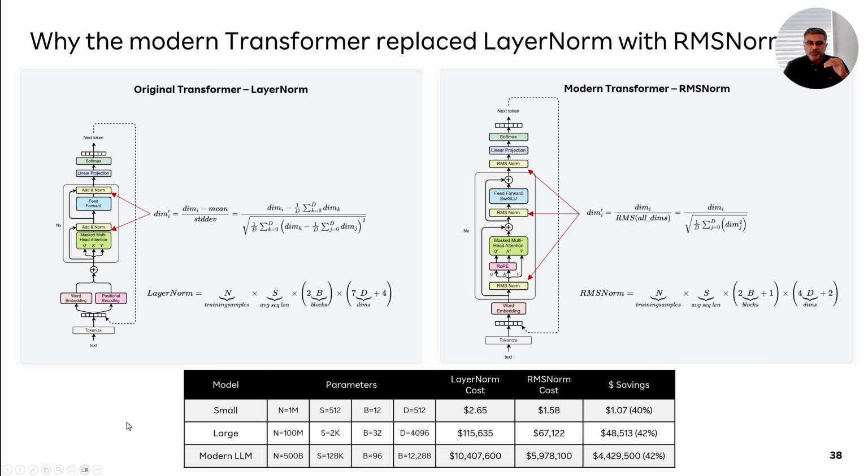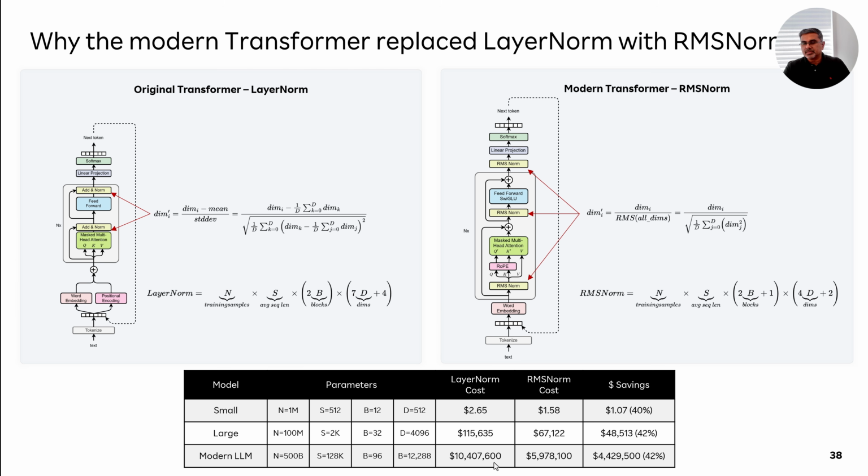I actually did the math here to illustrate a very important point. In a production grade LLM, let's say that you have 5,000 training samples on which you're training, and the context length S, which is the maximum number of tokens that you allow in your input at any given point in time, is typically 128K tokens. And let's say that the total number of blocks, don't worry about what that means right now, is 96. And the total number of dimensions is, let's say, 12K. If you were to use layer normalization, the general computational cost using something like an NVIDIA A100 is about $10 million. For the same training sample set, same parameters, using RMS normalization, you can get away with about $6 million.